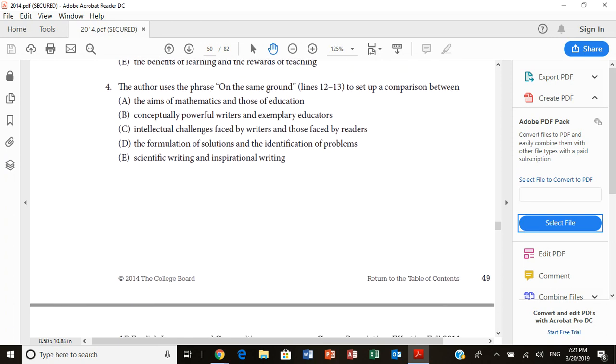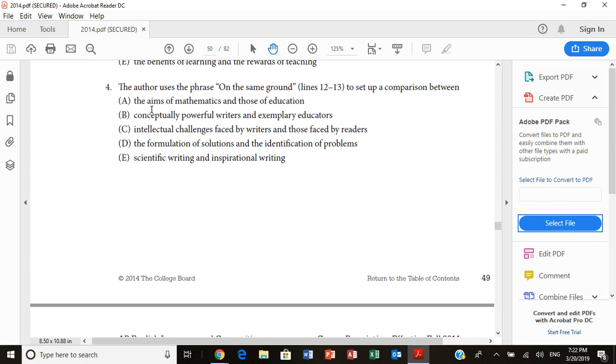Number 4, the author uses the phrase "on the same ground" to set up a comparison between the aims of mathematics and those of education. Well, that did happen in the passage, but it happened before this reference. Conceptually powerful writers and exemplary educators. That is actually what that was talking about. Okay? Intellectual challenges faced by writers and those faced by readers, not mentioned in the passage. The formulation of solutions and the identification of problems, also just not mentioned in the passage. Scientific writing, whoa, stop the presses, not even mentioned.